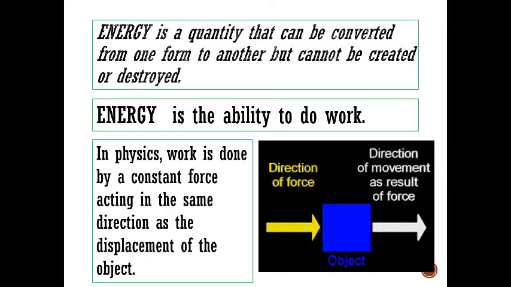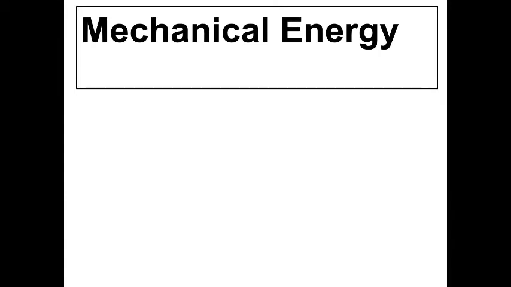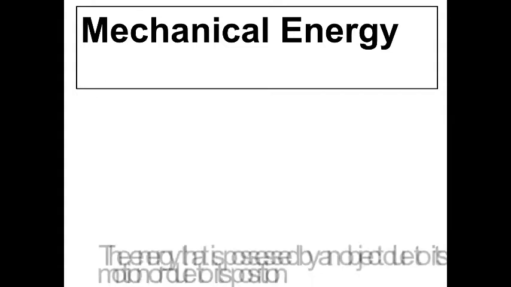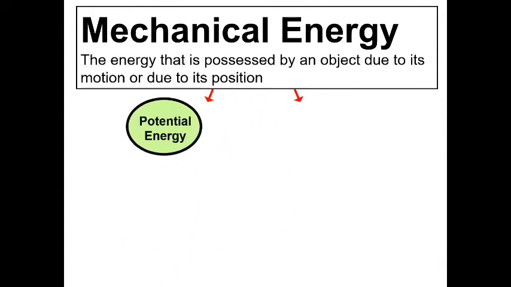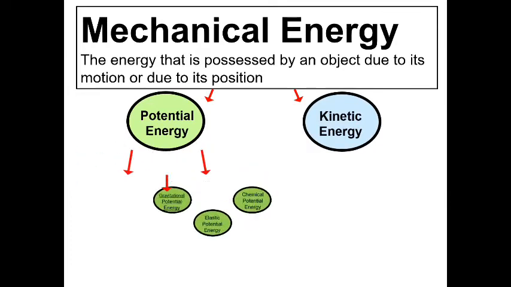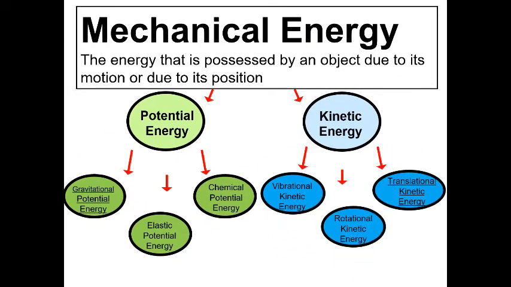In physics, work is done by a constant force acting in the same direction as the displacement of the object. This object gains energy from the one that applies that constant force. In this chapter, we will focus on mechanical energy, the energy that is possessed by an object due to its motion or due to its position. This form of energy is classified into two: potential energy and kinetic energy.